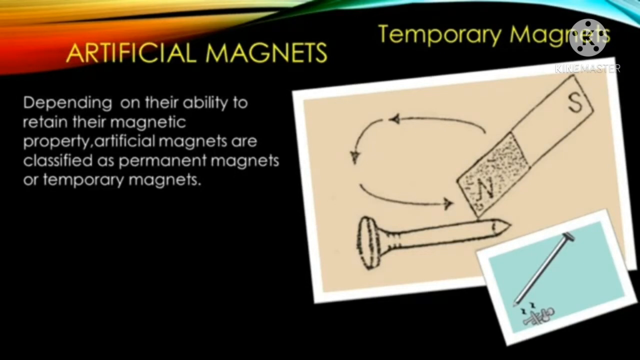Magnets used in electric bulbs and cranes are examples of temporary magnets. Temporary magnets can be magnetized in the presence of a magnetic field. When the magnetic field is removed, these materials lose their magnetic property. Iron nails and paper clips are examples of temporary magnets.